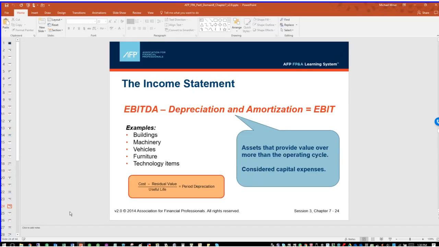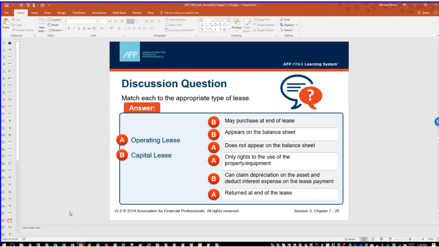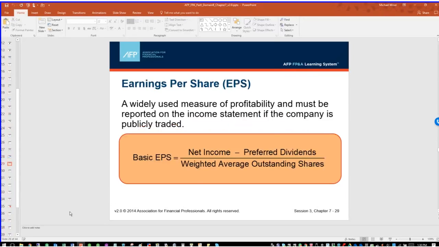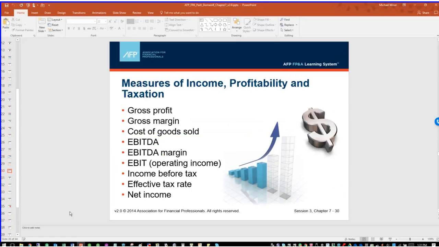And that's done to match the utilization of that asset over time to the revenues it produces. But from a cash flow perspective, it doesn't affect cash flow. The cash went a long time ago. So that's why those things are excluded from EBITDA. Okay. I'm skipping these because they're either well covered or they're not usually areas that give people problems.